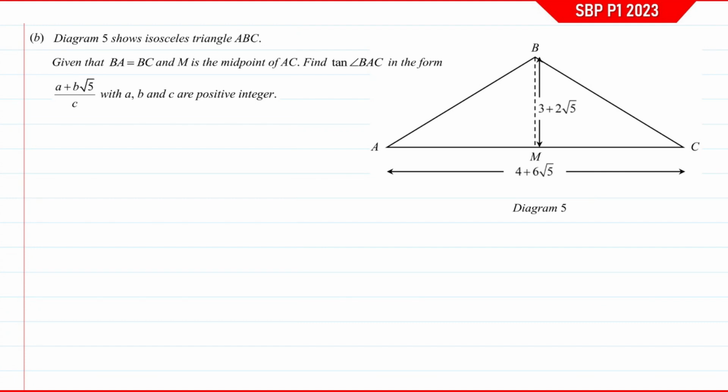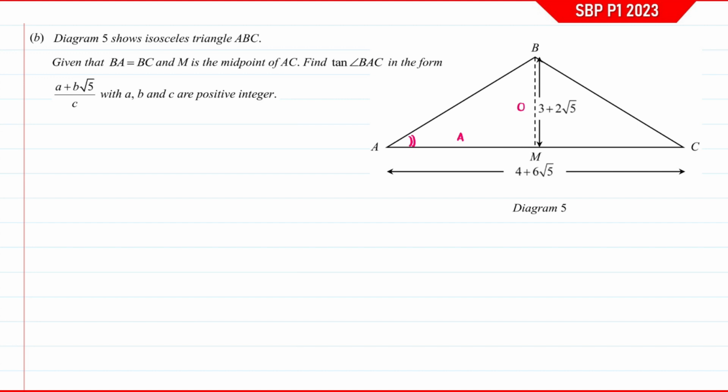Question B. Diagram 5 shows isosceles triangle ABC. Given that BA equal to BC and M is the midpoint of AC, find tangent angle BAC in the form (a plus b root 5) over c, with a, b, and c positive integers. So here will be the angle BAC. Tangent is opposite side over the adjacent side. So here the BM will be the opposite side, where the AM is going to be the adjacent side.